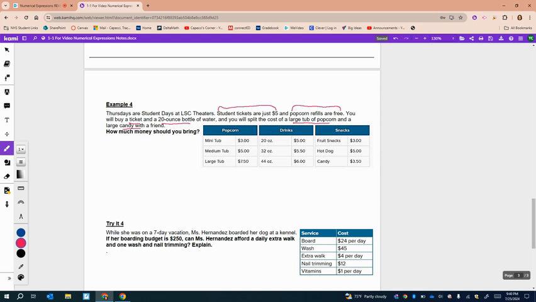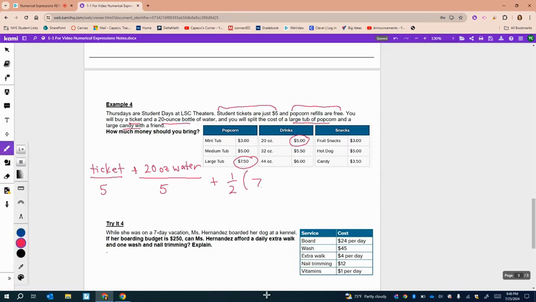So let's figure out what we're buying. Well, we're going to buy a ticket first, right? The ticket first is $5. And then we are going to buy a 20-ounce bottle of water. So 20-ounce water. Let's see how much that is. So we found our ticket, and our 20-ounce drink is $5. Now we're going to split, right? We're going to split candy and a large tub of popcorn with a friend. So we're only going to pay half of that. So I'm going to do a grouping symbol there. All right. And so then we have a large tub of popcorn there is $7.50.